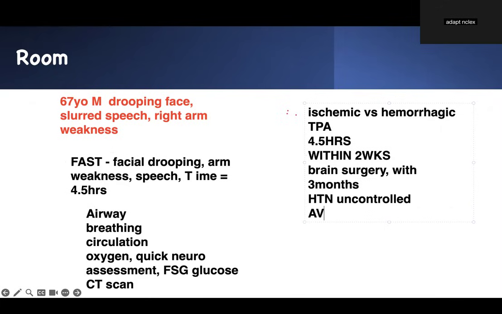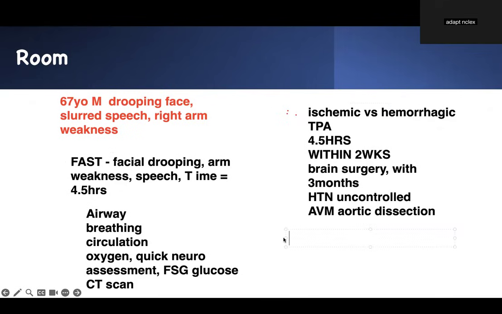You should not have an AVM malformation. You should not have aortic dissection. You should not be taking any anticoagulant, depending on your INR or PTT. If you know the six things I've listed, you know the contraindications and indications for TPA. That's the key. And the patient has to be within 4.5 hours. Giving the patient medication within 4.5 hours is safer than after 4.5 hours.